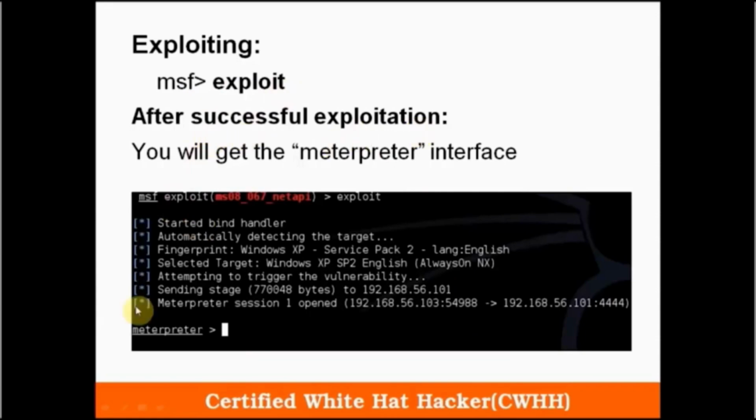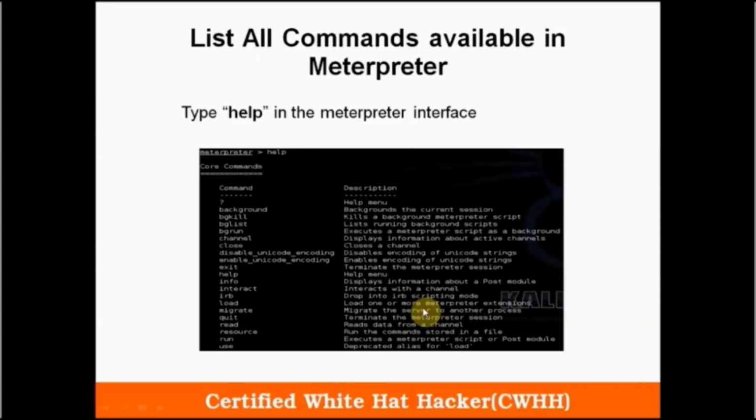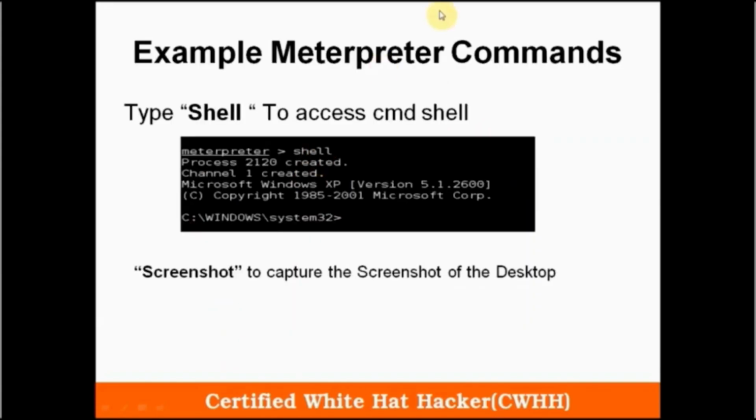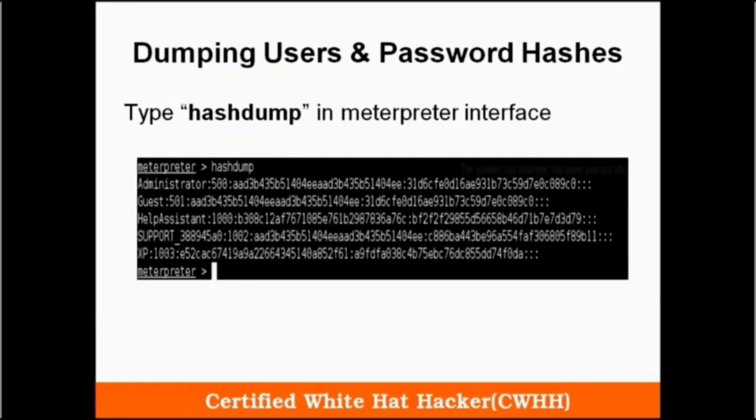And after successful exploitation, you will get a Meterpreter session. So you can see over here Meterpreter session 1 opened. You can list all the commands available for Meterpreter by just typing help in the Meterpreter interface, and you can see all the options over here. And you can type the shell command in order to access the CMD shell, and screenshot in order to take a screenshot of the computer. And you can type hashdump in order to dump the password hashes of that computer.